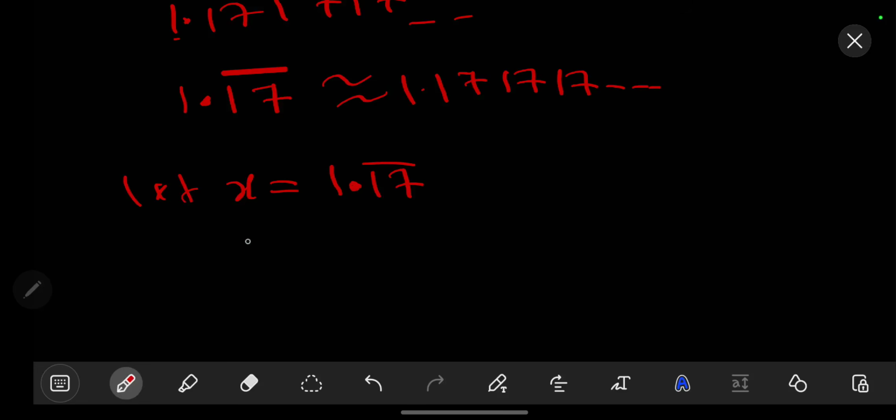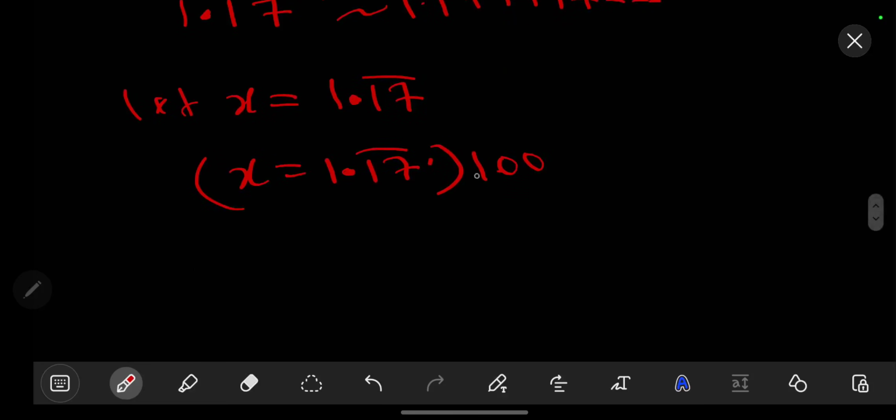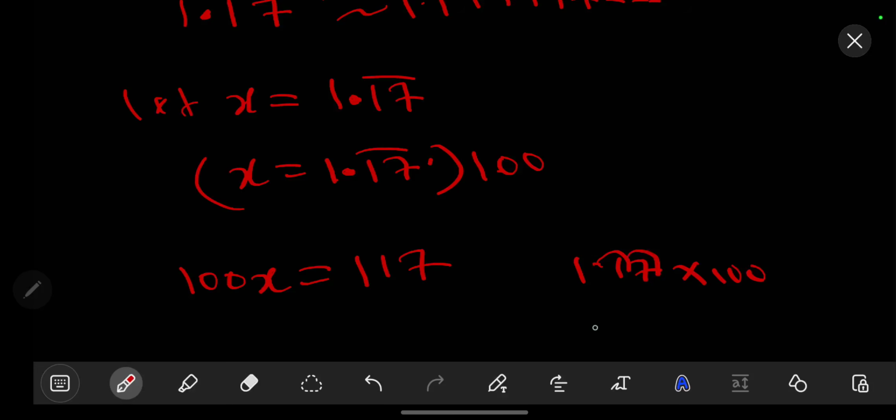So we are going to multiply by 100. So we have x is equal to 1.17 bar. We are going to multiply this by 100. Why multiply by 100? Because we want to move the decimal point twice so that we can have our repeating units. So 100 times x should be equal to 1.17 times 100. It will give us 117 like that. So 1.17 times 100 means move the decimal point twice, which will give us 117. Now remember, the 17 is still repeating, so we are going to have 117.17 bar like that.